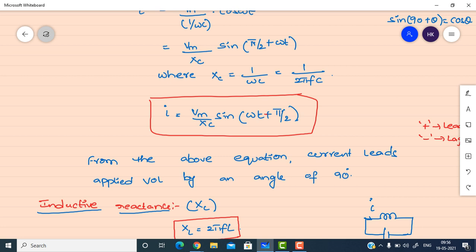What about the phasor diagram for this AC through pure capacitor? I didn't draw the phasor diagram. Voltage is reference. Your current is leading with respect to the applied voltage. Leading means it should be ahead of the reference phasor. Voltage is the reference phasor and current is leading by an angle of 90 degrees. Leading means you have to draw the phasor ahead of this voltage phasor.